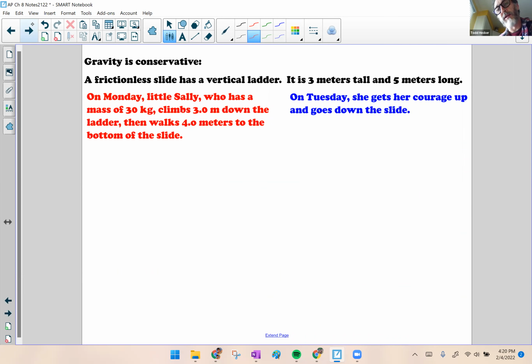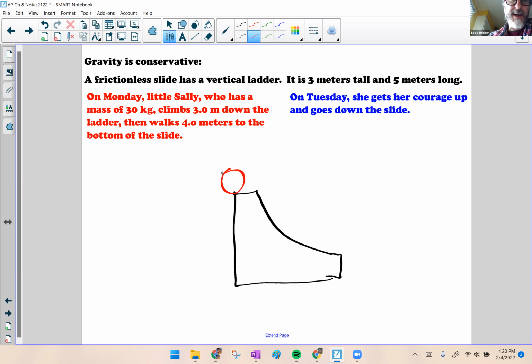I'm not going to go through the calculations. You can do these on your own time, and I'm confident that you will. It is actually a good idea to at least think it out. Imagine a slide on a playground. Sally's a little bit cautious, we'll say. She is at the top of the slide. On Monday, she's afraid to go down the slide because it's scary fast. So she climbs down the ladder and then walks across to the end of the slide and ends up here.